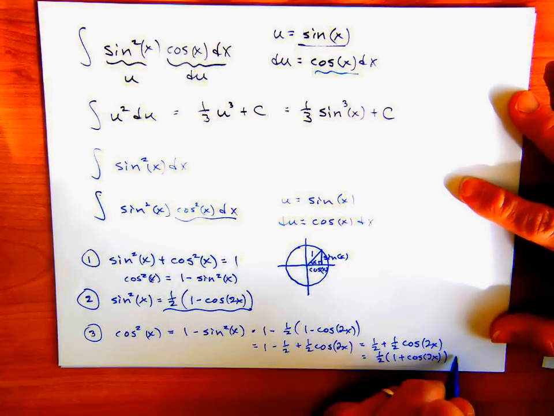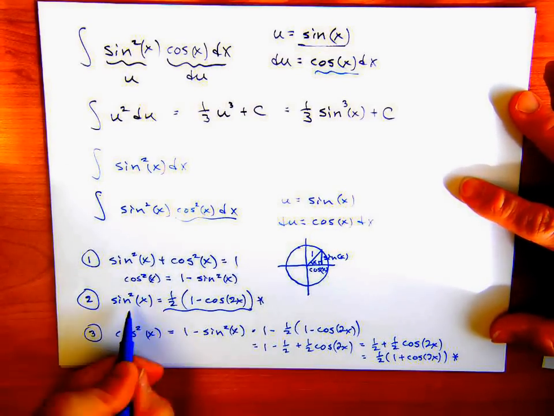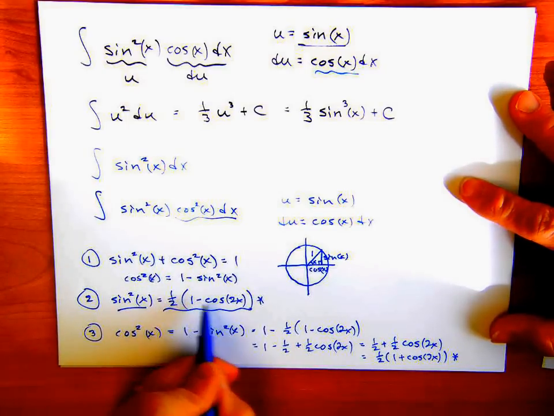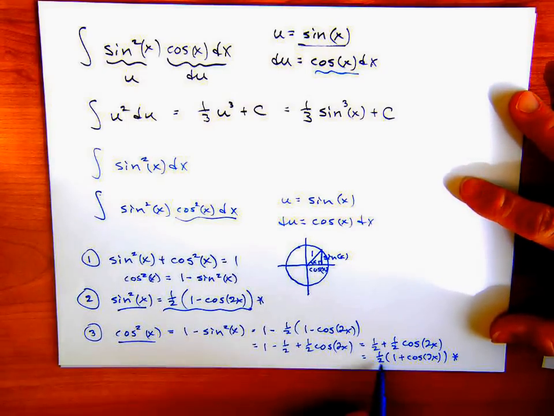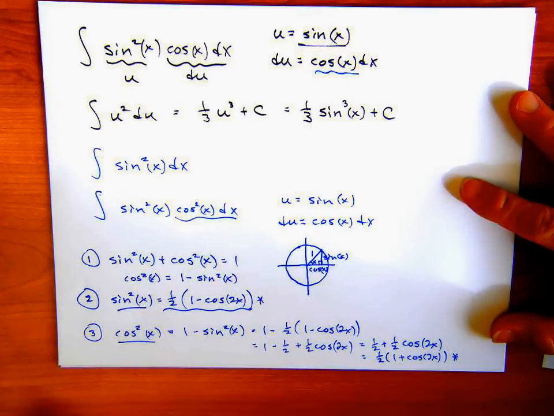So notice the similarity between this and this. So for sine squared, it's 1/2 times 1 minus cosine of 2x, and for cosine squared, it's 1/2 times 1 plus cosine of 2x. Cosine of 2x in both cases.